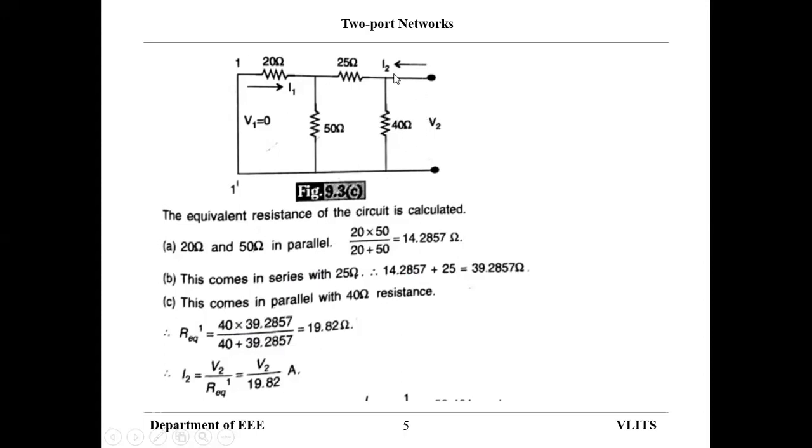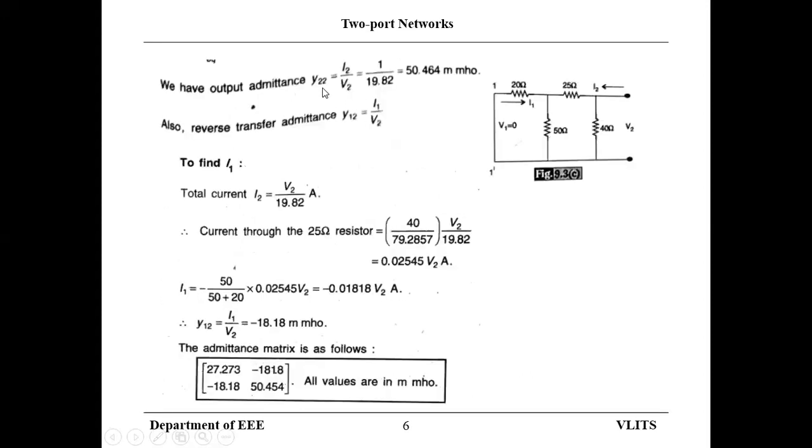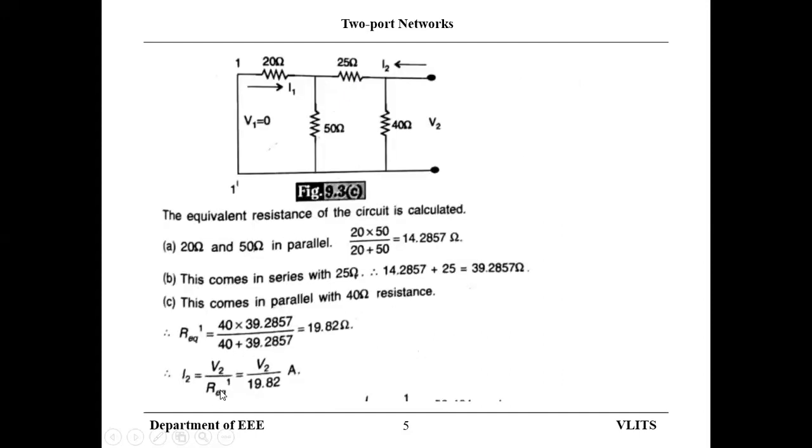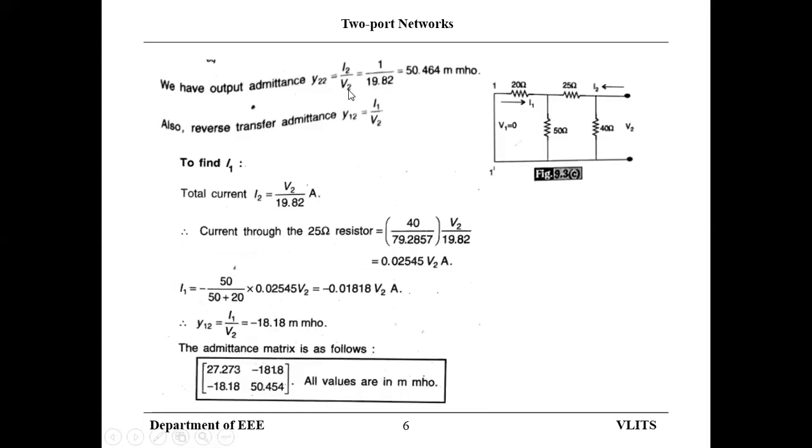Then I2 is equal to V2 by R equivalent. So y22 is equal to I2 by V2. Here I2 is V2 by R equivalent, that is V2 by 19.82. So V2 by 19.82 by V2, then V2 will get cancelled. Then 1 by 19.82 is equal to 50.464. So this is how we can find y22.